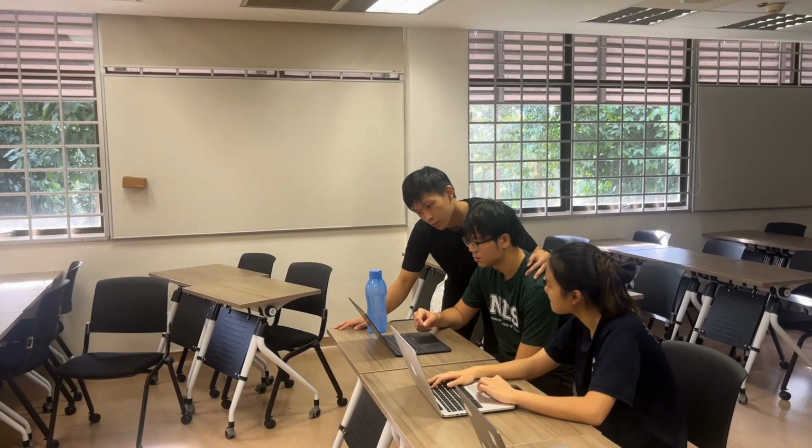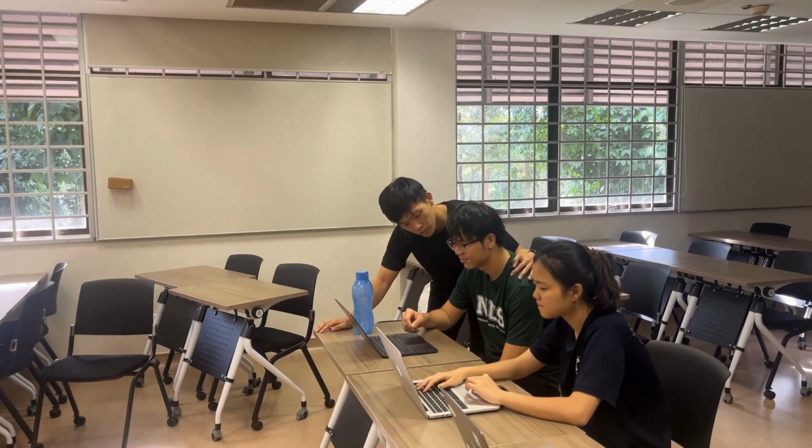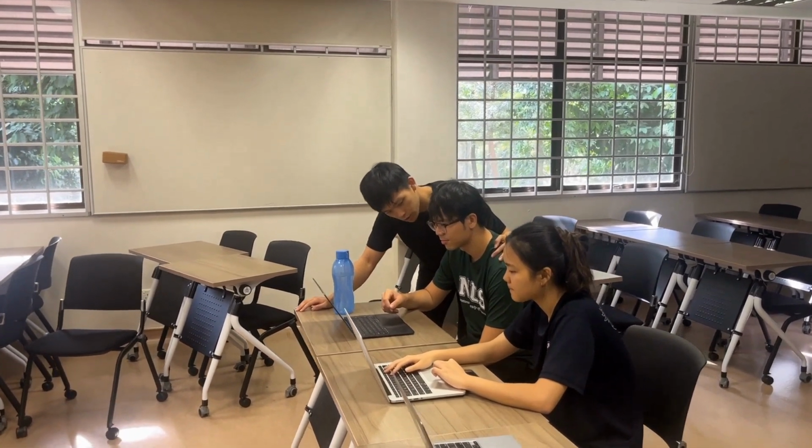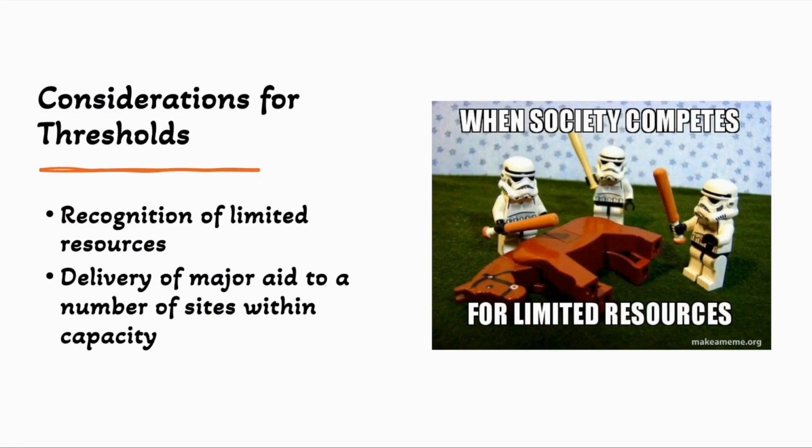But what would be a good threshold to determine if a lack of a certain NFI or the intensity of a certain risk factor constitutes as critical? Well, the reason why we are even doing this right now is because we have limited resources for these campsites. Therefore, it is important that we set an appropriate threshold for these indicators such that we ultimately deliver major aid to a number of sites we can handle.